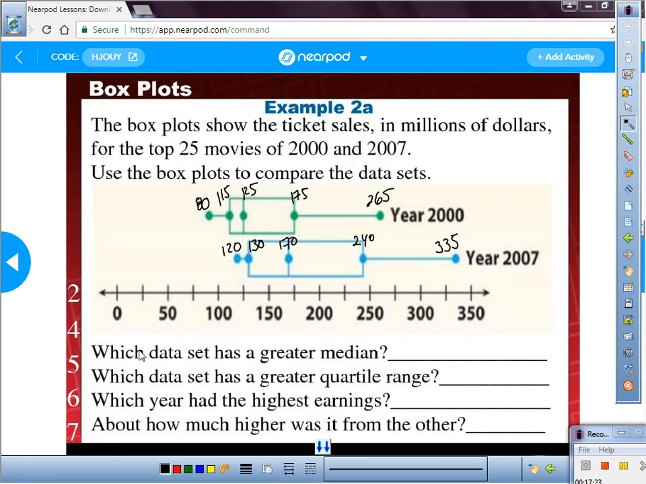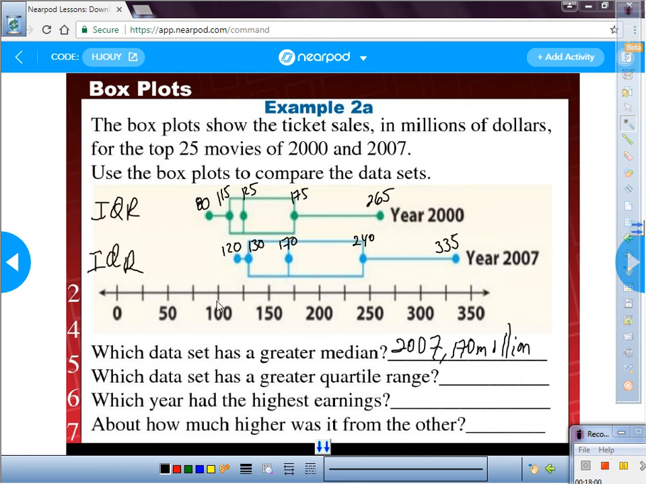It says, which data has a greater median? Tell your neighbor which one has a greater median. Everyone. 2007. What is the median for 2007? 170 million. It's in millions. It says, which data has a greater interquartile range? So let me refresh your memory. If I was to ask you to find the IQR for each of these, find it, please, and then compare the data to see which one has the greatest one.